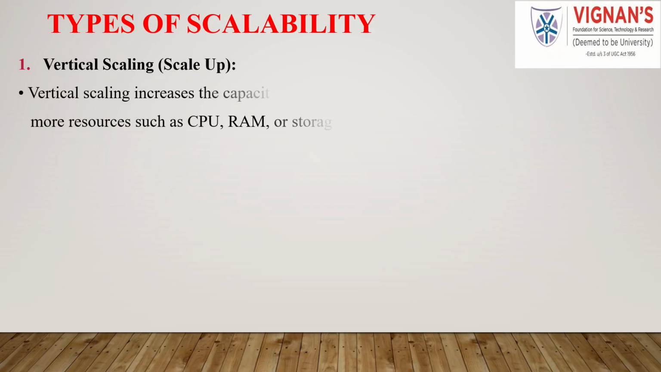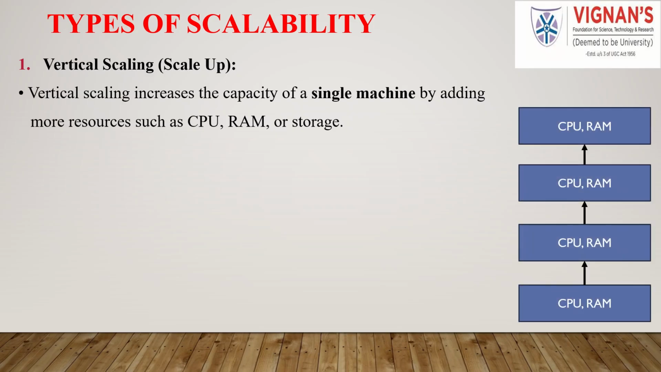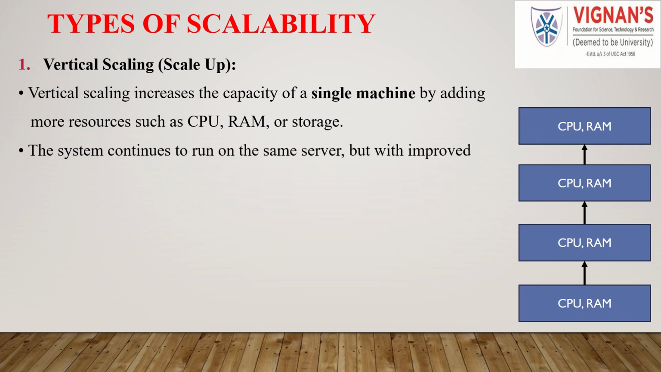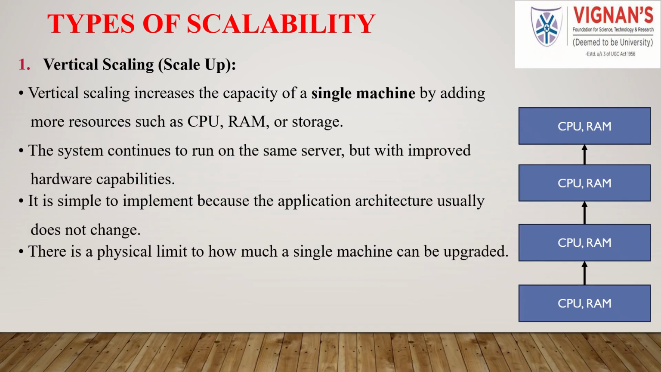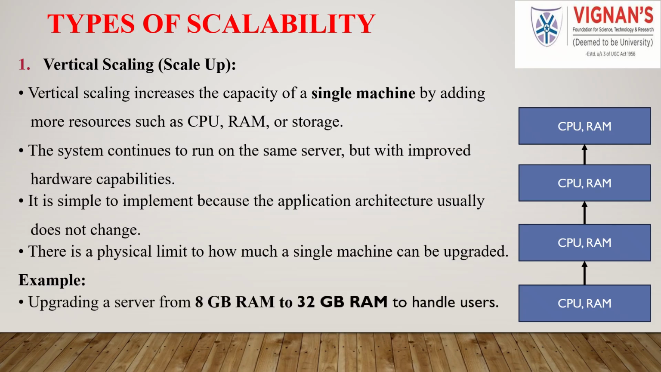Vertical scaling means increasing the capacity of a single machine by adding more resources, such as CPU power, RAM, or storage. In this approach, the system continues to run on the same server, but with upgraded hardware capabilities. One major advantage of vertical scaling is that it is simple to implement, because the application architecture usually does not need to change. However, vertical scaling has a limitation, as there is a physical limit to how much a single machine can be upgraded. For example, upgrading a server from 8 GB of RAM to 32 GB of RAM in order to handle more users is a common case of vertical scaling.